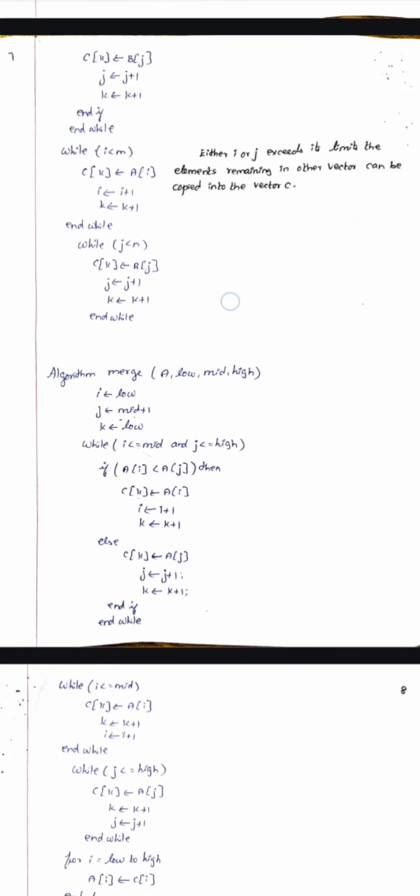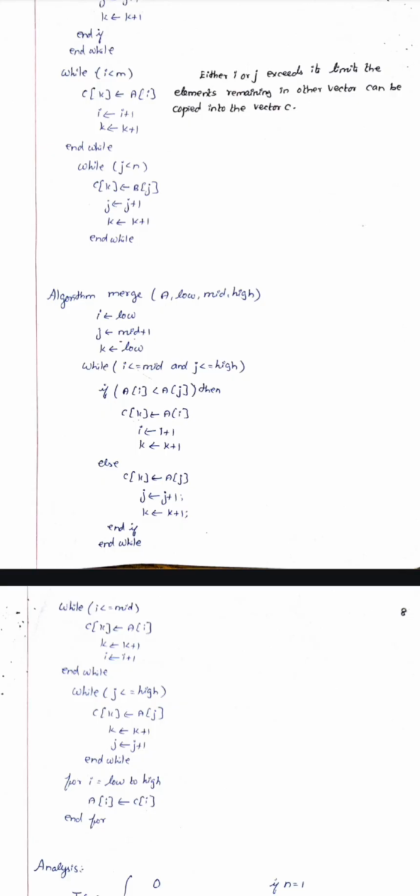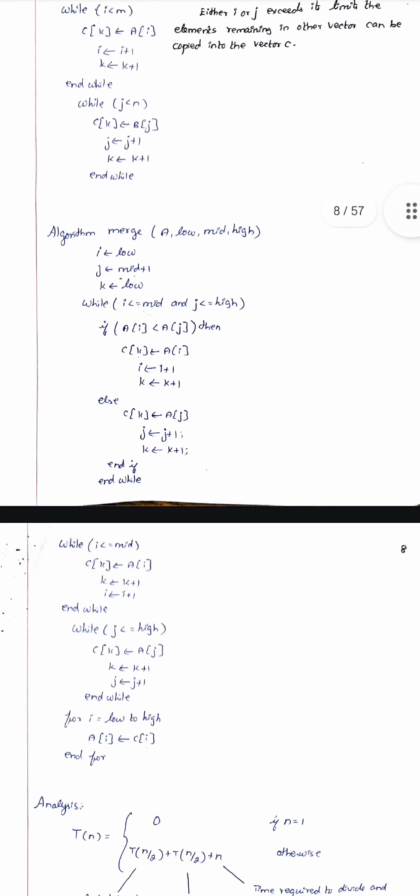Algorithm merge: i equals low, j equals mid plus 1, k equals low, while i is less than or equal to mid and j is less than or equal to high, if a of i is less than a of j, then c of k is a of i, i plus 1, k plus 1. The same thing is written in the form of low and high: i equals low, j is mid plus 1, k equals low. K is actually high.